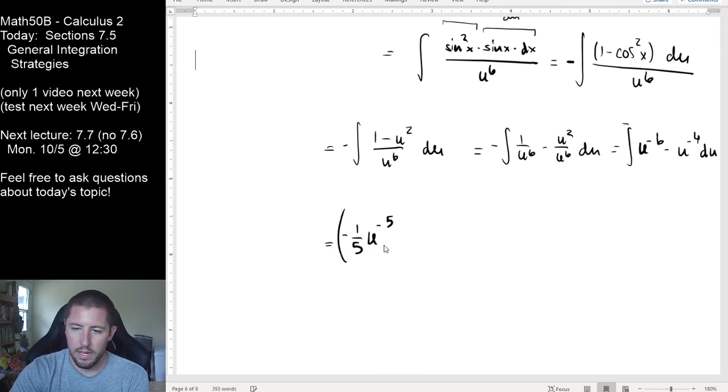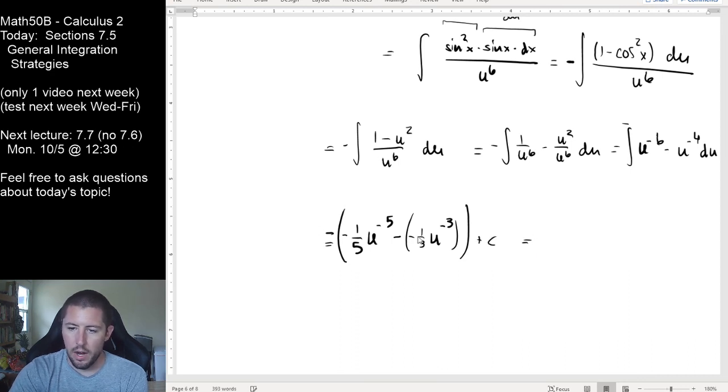Maybe now I can just go ahead and do this. Negative. My other one here, minus u to the negative fourth. We're going to add 1, so we're going to get a u to the negative 3. But if I were to take the derivative, it would bring down negative 3. So I'm going to keep negative 1/3 of that, and get my plus c.